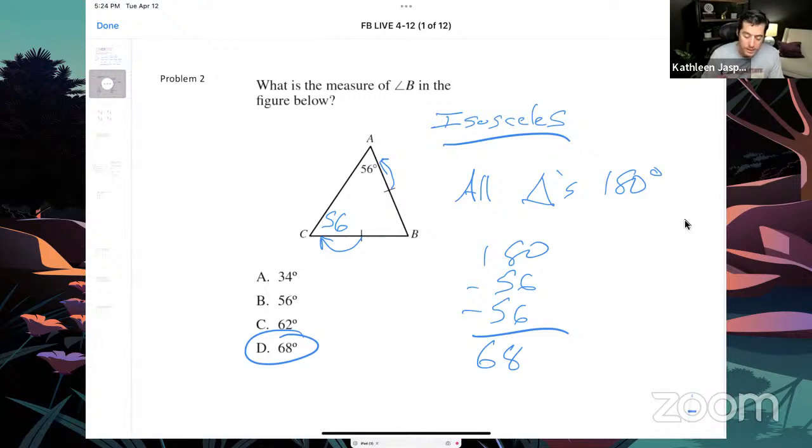Know your triangles. You got to know your triangles. You got to know isosceles. You got to know scaling, and you got to know how many degrees are in a triangle and how to kind of read and look at a triangle.